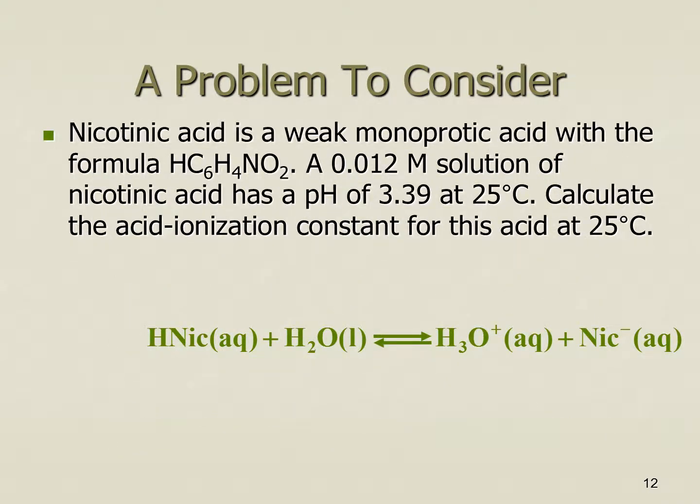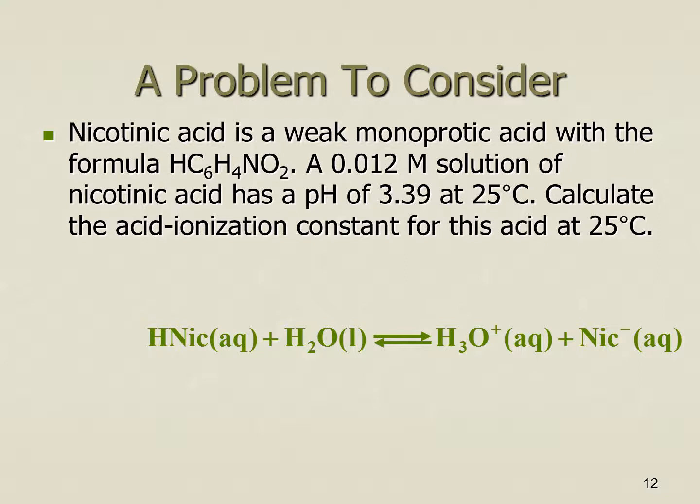So the very first thing you want to always be able to do is write the equilibrium expression. You write the acid plus water, and then on the right hand side you've got the H3O plus, because the HNIC gives up the H plus to H2O to make H3O plus. What do we have left over? We have the conjugate base NIC negative. We have to set up the equilibrium because again we don't know how much of the HNIC has actually dissociated.